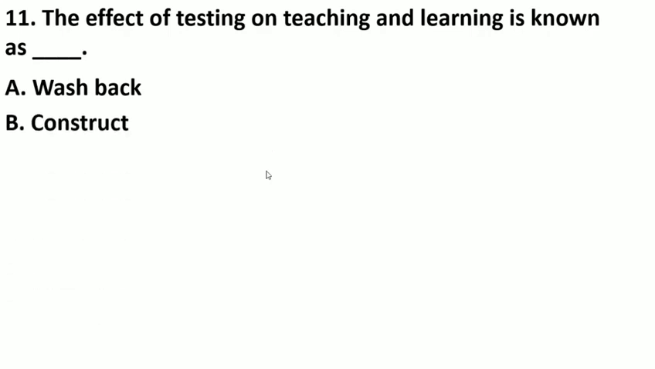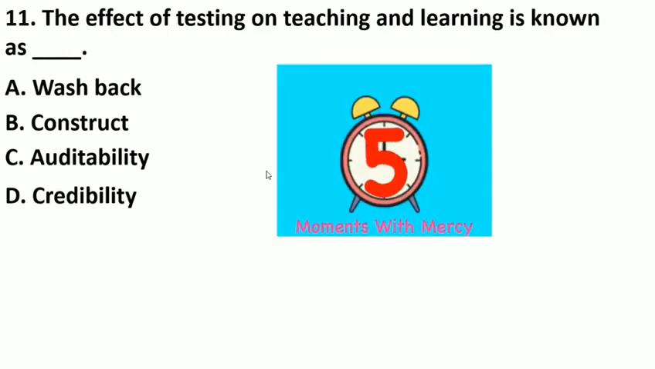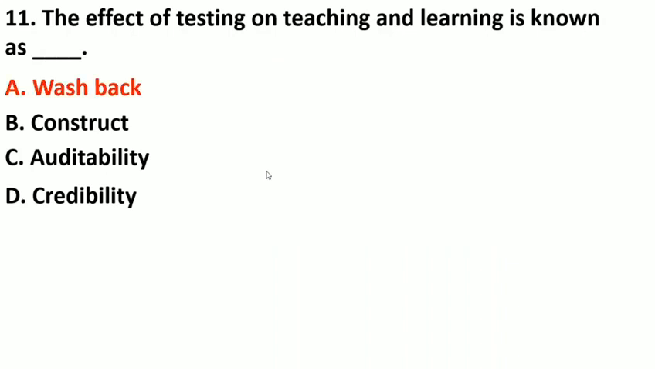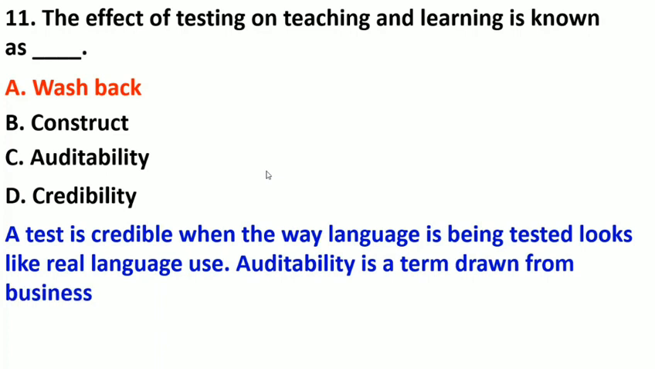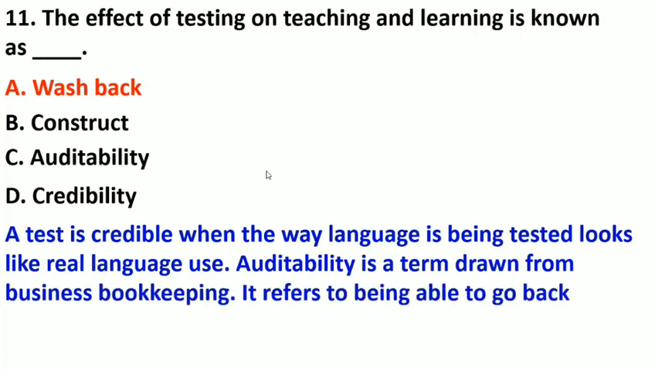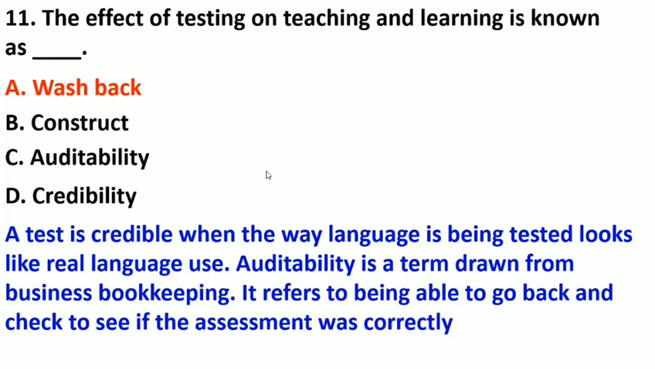The effect of testing on teaching and learning is known as blank. A. Washback. B. Construct. C. Auditability. And D. Credibility. The correct answer here is option A. Washback. A test is credible when the way language is being tested looks like real language use. Auditability is a term drawn from business bookkeeping. It refers to being able to go back and check to see if the assessment was correctly made.